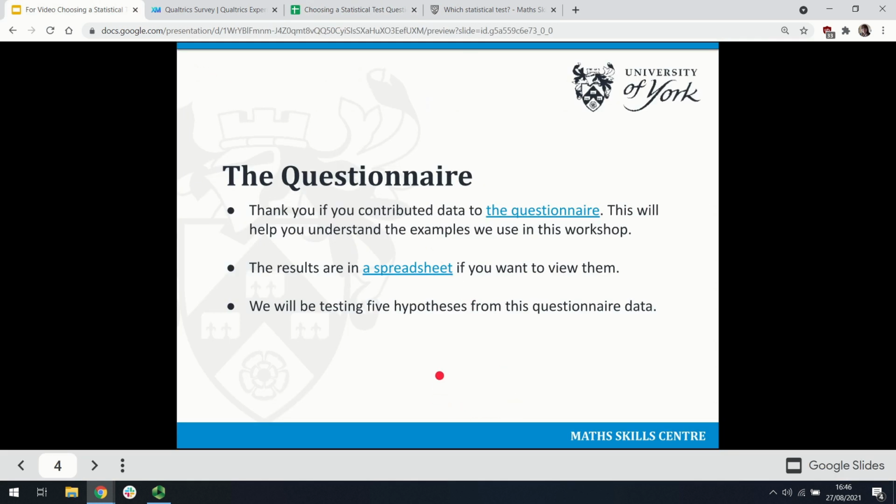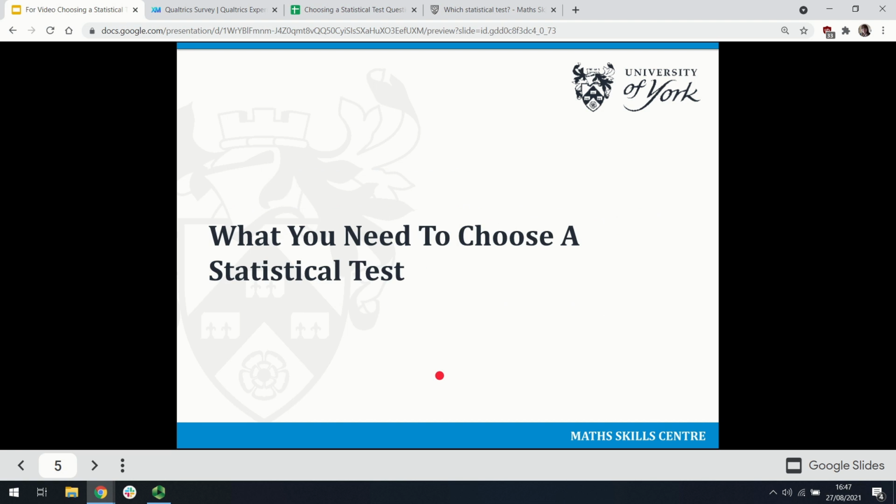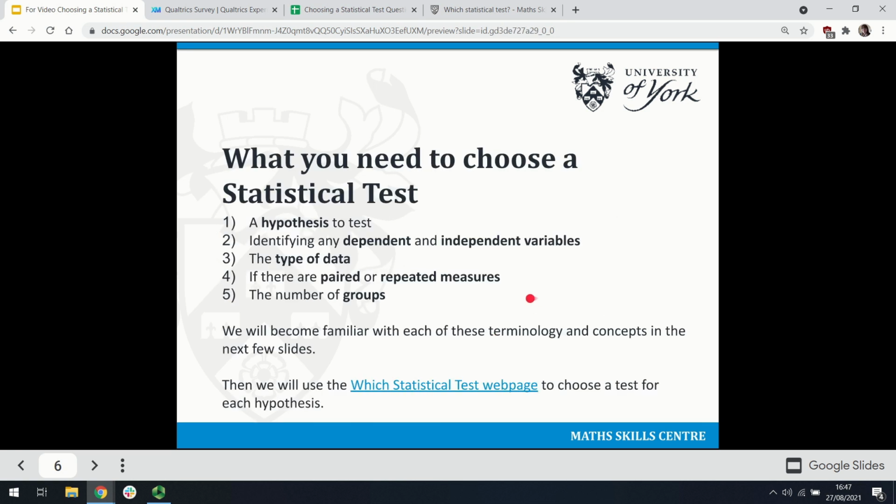I've picked out 5 hypotheses from this questionnaire, and that's the data that we're going to use today. So what do you need to choose a statistical test? You need 5 things. The first thing we're going to talk about is a hypothesis. So I'll give you some examples of those.